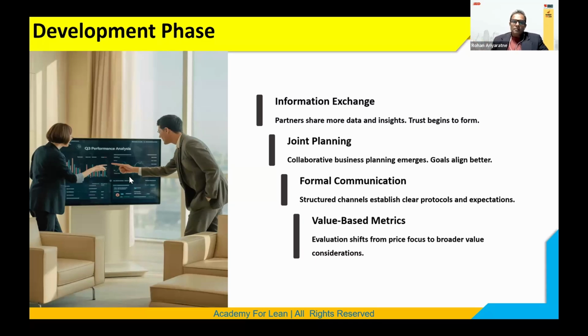Evaluation shifts from price focus to broader value, because at the end of the day, money talks. So if you are not performing, if you are not making profit, as Vimal explained, at the end of the day both parties will struggle, right? Because they are supplying their goods based on the monetary value, and at the end of the day we have to pay them back. So if you're not performing, then you will struggle to pay the monetary value, whatever they give us, product, service or material. So think about that. Value-based matrix is very important.